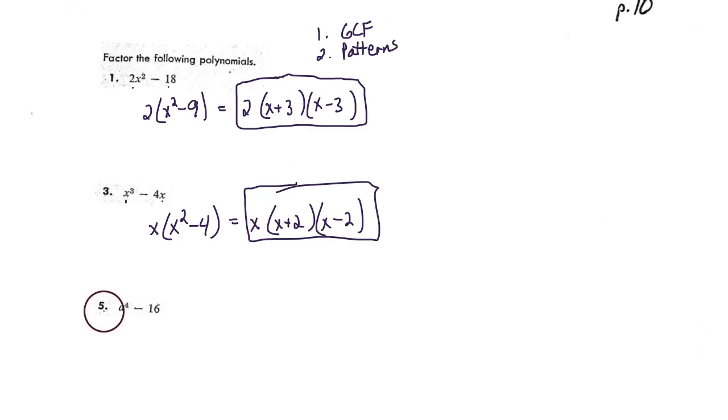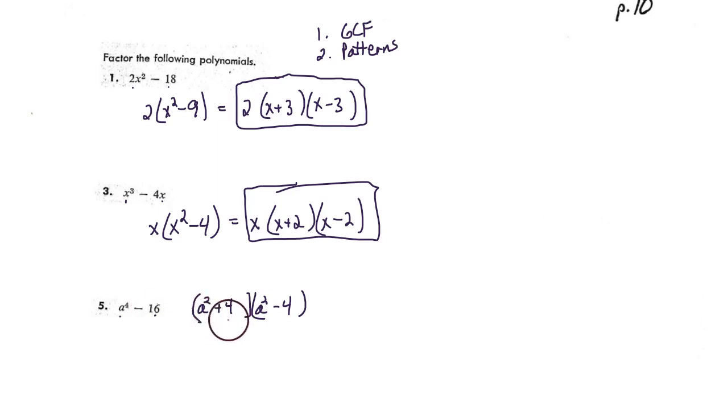Number 5, is there a GCF? Nope, there's nothing that divides into this and into this. Now look for a pattern. Well, this is that same difference of squares pattern. A to the 4th is a perfect square, and 16 is one of the perfect squares. So two sets of parentheses. A squared times a squared is the a to the 4th. Positive 4 times negative 4 is the 16.